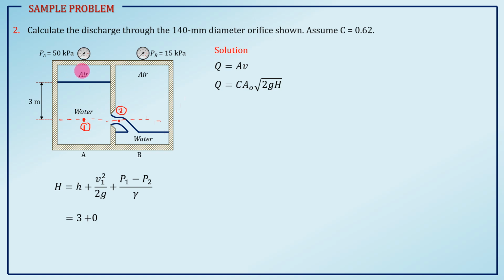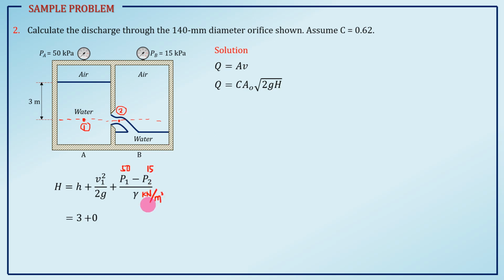So, meaning we have pressures due to the air calculated by these gauges. Our P1 is equal to PA and equal to 50 kilopascal. Then, our P2 is 15 kilopascal. In kilopascal, for the units to become meters, the kilonewton per square meter must cancel. So, the unit for kilonewton must be in kilonewton, and the unit weight must be in kilonewton per cubic meter.